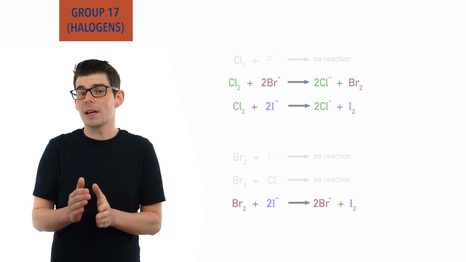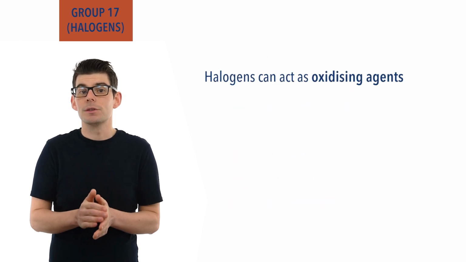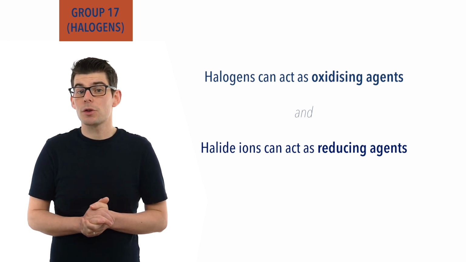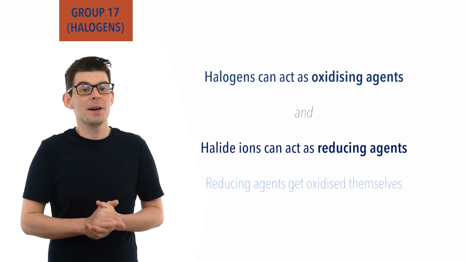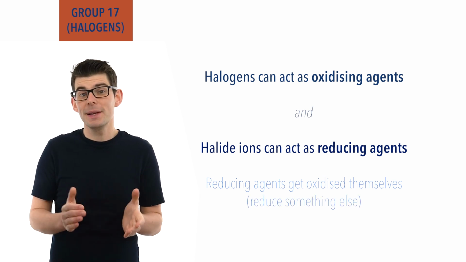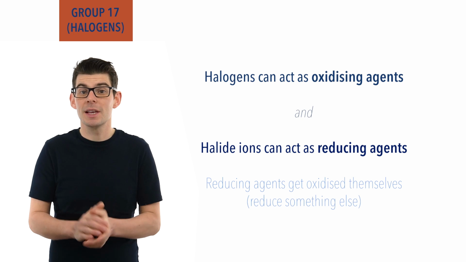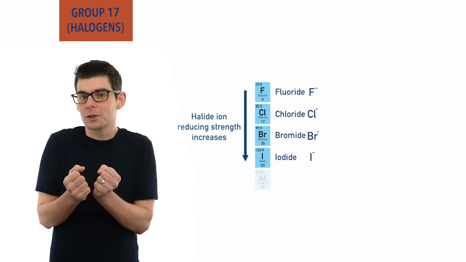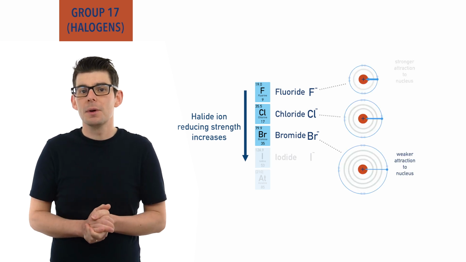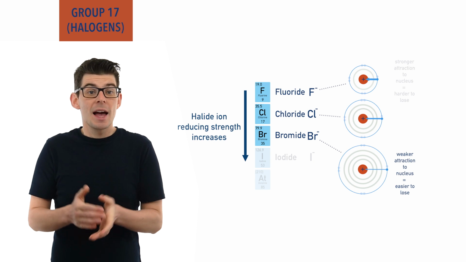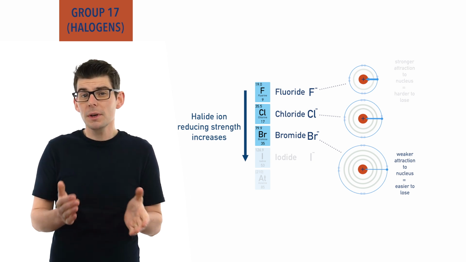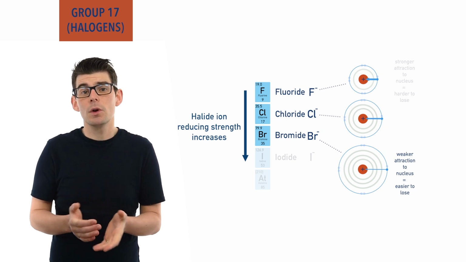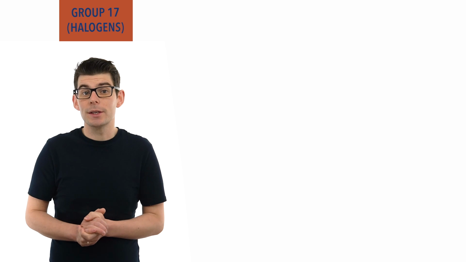If halogen atoms can act as oxidizing agents, halide ions can act as reducing agents. A reducing agent gets oxidized in a reaction by having electrons pulled away from it by something else that gets reduced. The ability of halide ions to act as reducing agents increases down the group. As halide ions are less able to hold on to the extra electron as you go down the group, they more easily lose them in reactions and are therefore better reducing agents. Common examples used to show this trend are the reactions of sodium halide salts with concentrated sulfuric acid, H2SO4.